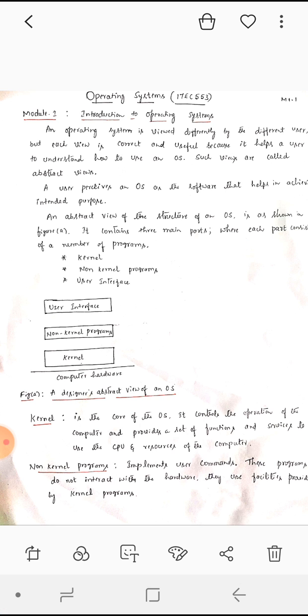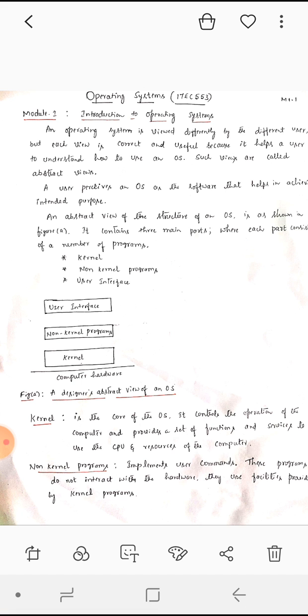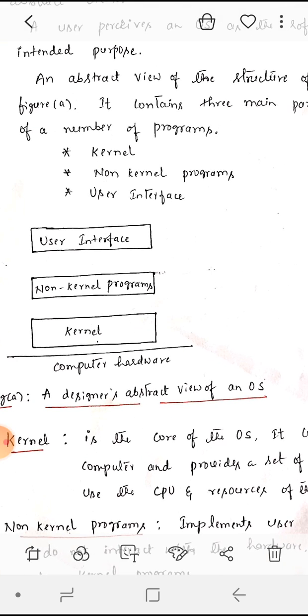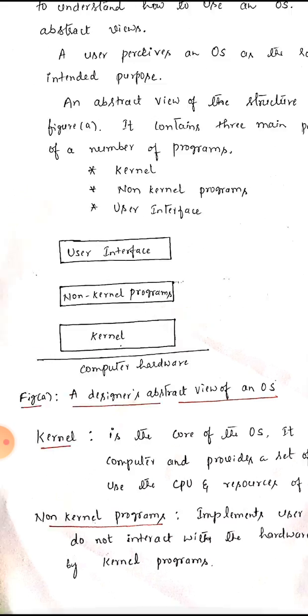Similarly, non-kernel programs are available above the kernel programs. They are used to implement user commands, but these non-kernel programs cannot directly communicate with the computer hardware. Instead, they use the facilities provided by the kernel so that they can communicate with the hardware.